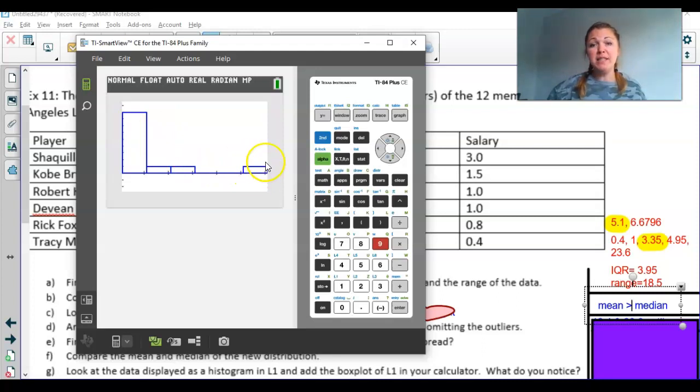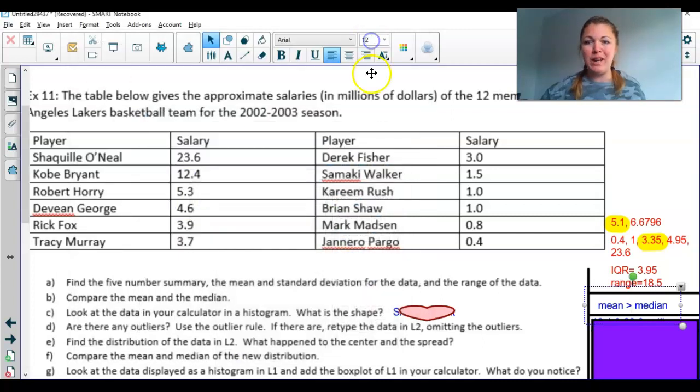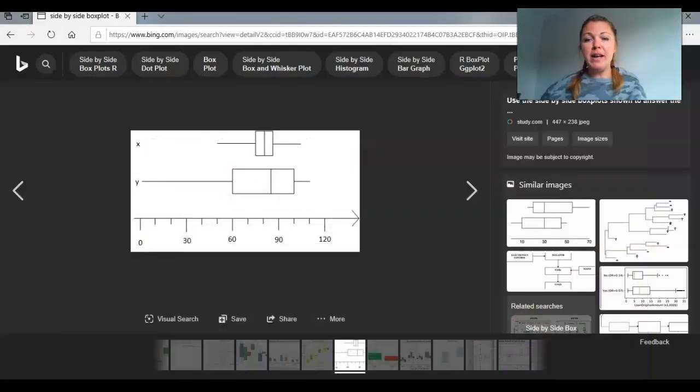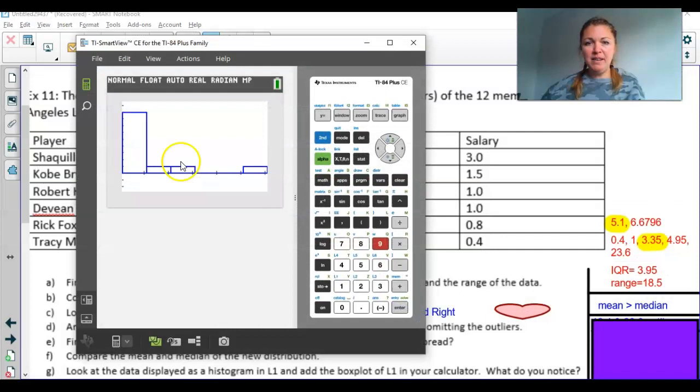In fact, these are probably some potential outliers, okay? And we could do the outlier rule to check, although I'm going to just let you know that those are outliers. Kobe Bryant and Shaquille O'Neal are outliers. And I'm going to show you that with the box plot here in a second. But you can see that it is skewed right, okay? How did I know it was skewed right? I know it's skewed right because the thin part is all on the right-hand side.